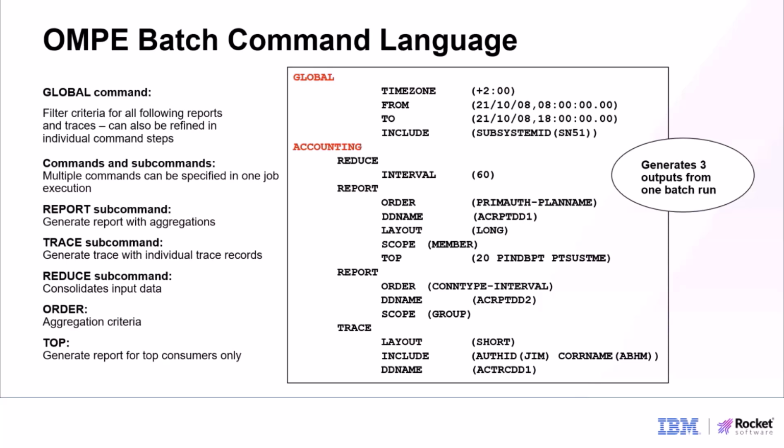So I've got my first report, where I'm ordering my data by the primary auth ID and plan name, with a long report. And then my second report, I'm ordering by connection type interval, with different scoping. And then I finally got a trace report, which is including data for a specific authorization ID correlation name. So again, you can combine multiple reports into a single job.